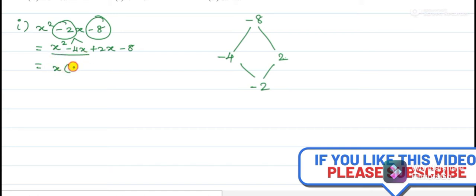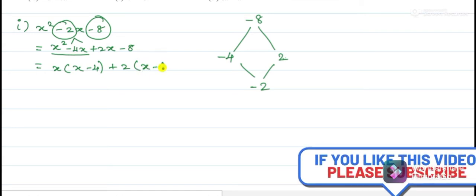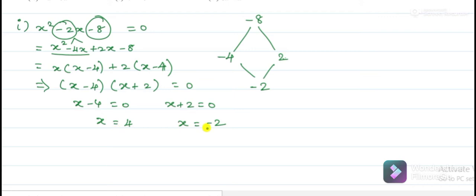Take x common from the first two terms. So it's x into x minus 4. Take 2 commonly from the next two terms, 2 into x minus 4. Now x minus 4 is common, so take it out, into x plus 2. The whole polynomial is equal to 0. The two factors are x minus 4 equal to 0 and x plus 2 equal to 0. The values of the zeros are 4 and minus 2. Hence, the zeros are 4 and minus 2.